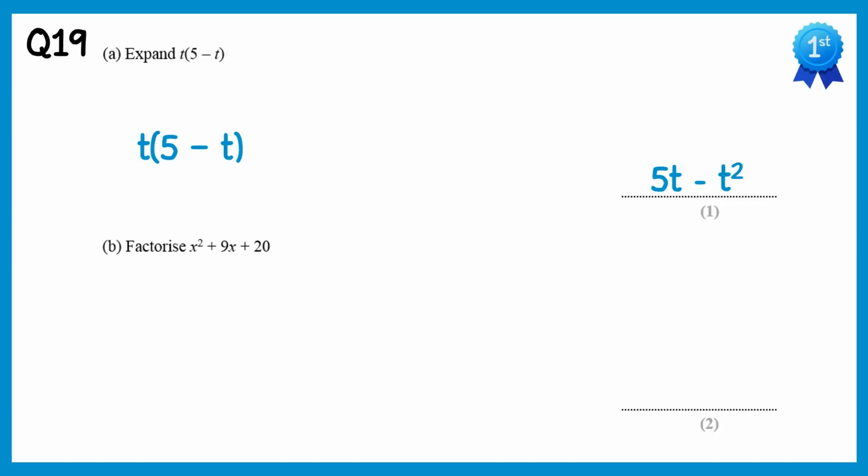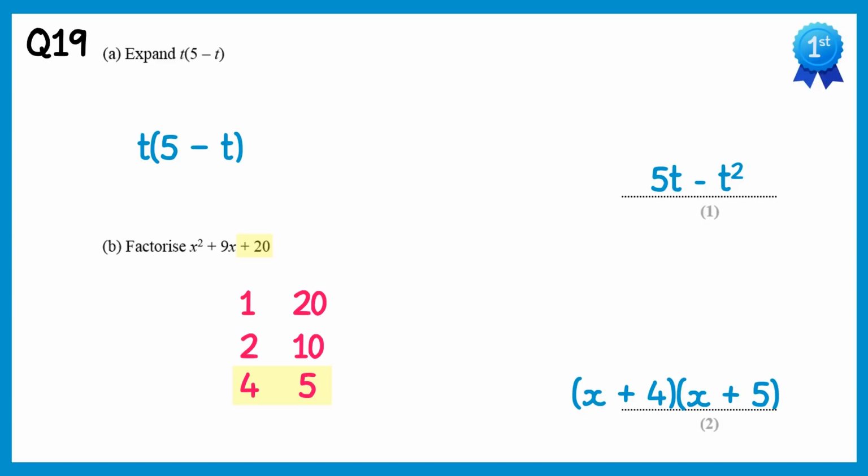In order to factorise this quadratic, we look at the last term, 20. We need to write down all of the factor pairs of 20, which are 1 and 20, 2 and 10, and 4 and 5. We then need to find the one pair that adds up to 9, and that's the bottom one, 4 and 5. This tells us the brackets are x plus 4 and x plus 5.